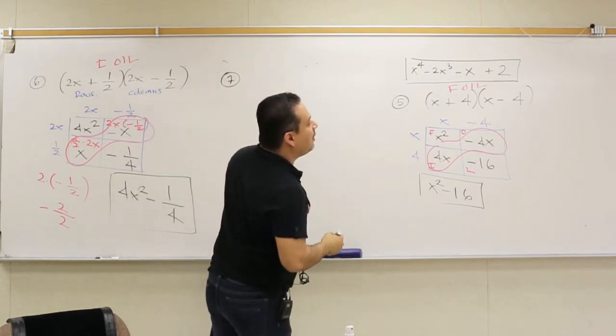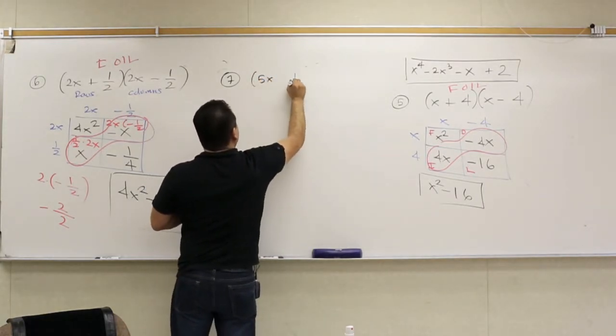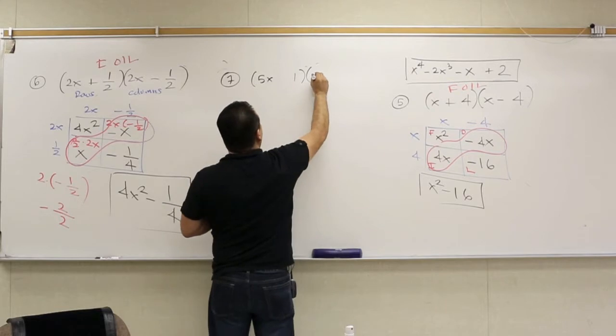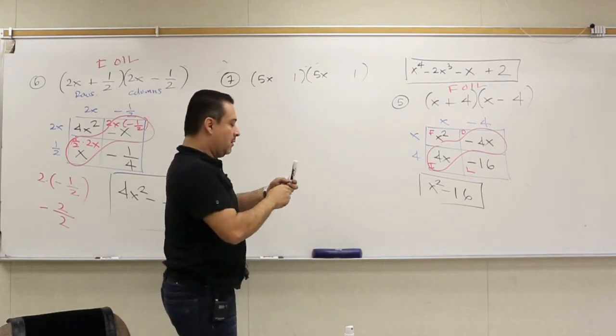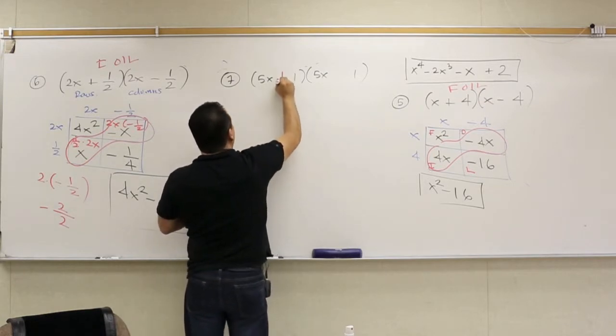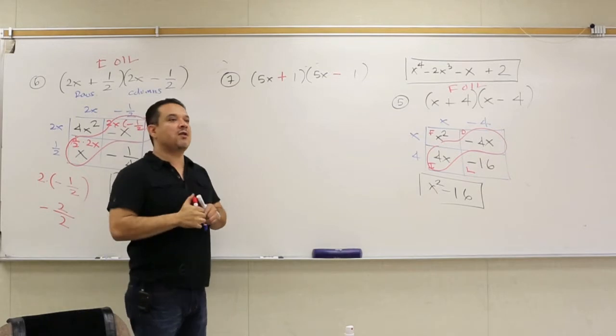Well, let's see. Number 7. What is number 7? 5x and a 1. Is that right? What else do I have? 5x and a 1. What do you guys see that's going on here? One you're adding and one you're subtracting. Do you guys know this is a special situation?